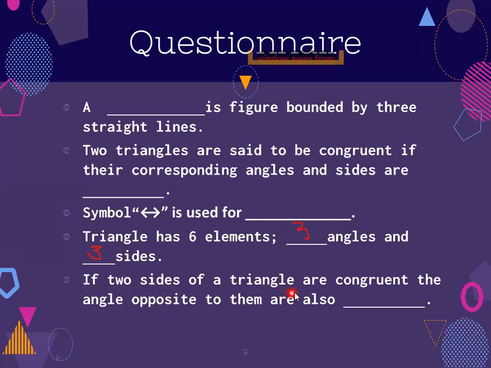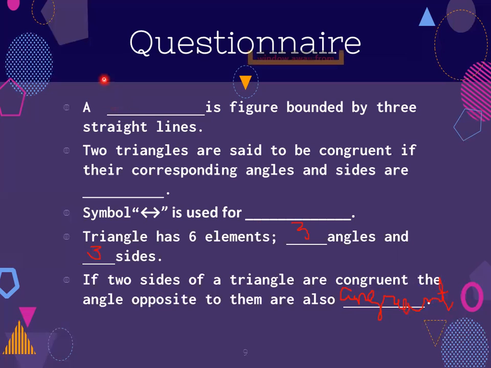If two sides of a triangle are congruent, the angles opposite to them are also dash. If you have any two sides of a triangle that are congruent, what will you say the angles opposite to them are? Yes, they are also congruent. So the answer will be congruent.